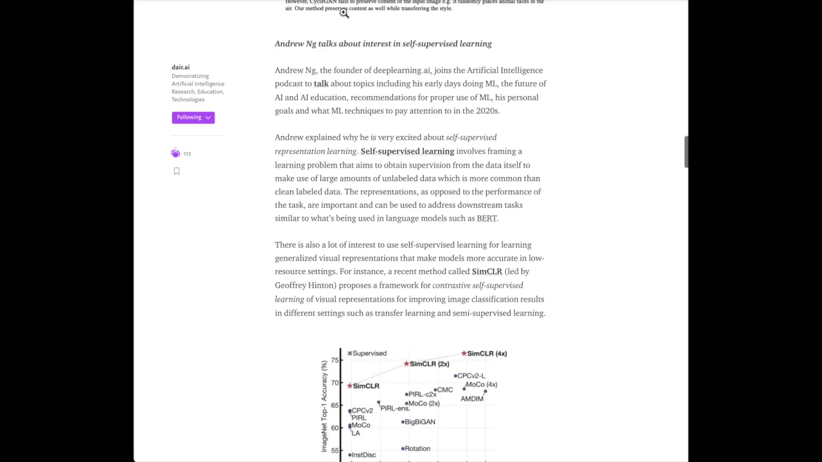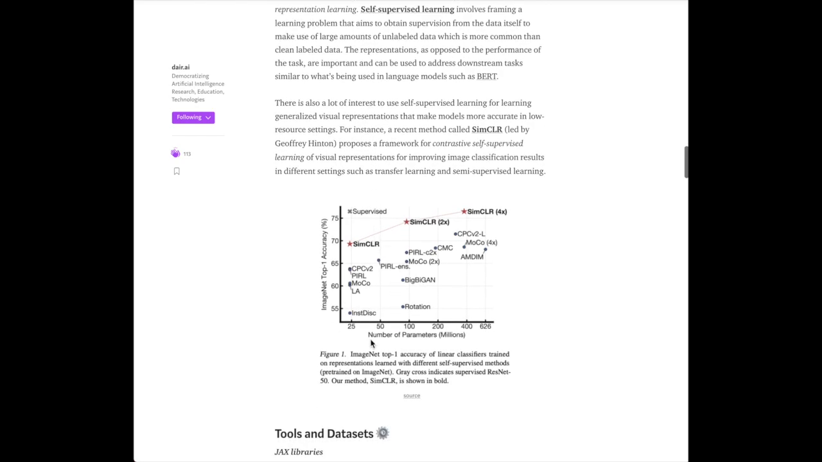And then looking at Andrew Ng in his interview with Lex Fridman, talking about his interest in self-supervised learning and the SimCLR model, which is the latest advancement in this kind of contrastive self-supervised learning framework compared to things like contrastive predictive coding and momentum contrast and other self-supervised learning techniques like BigBiGAN or the rotation self-supervised learning task.